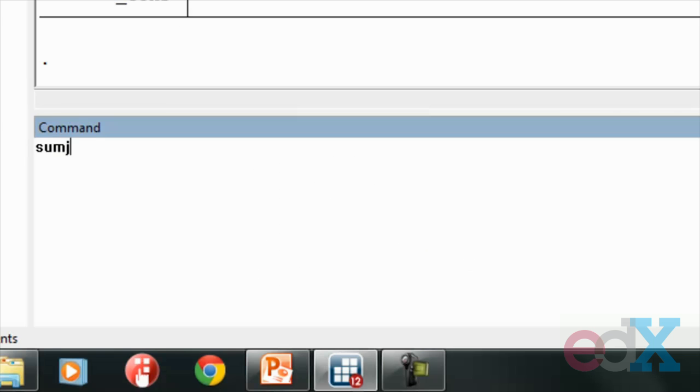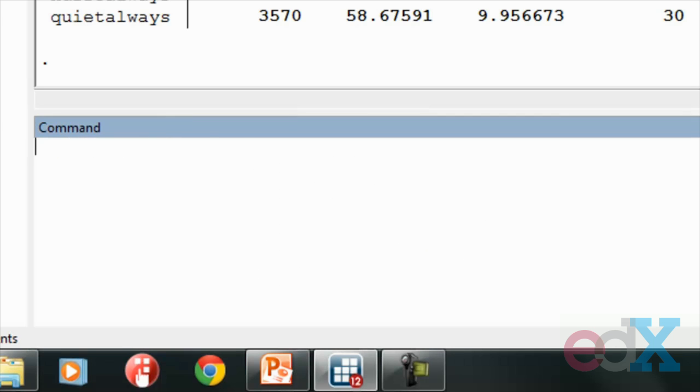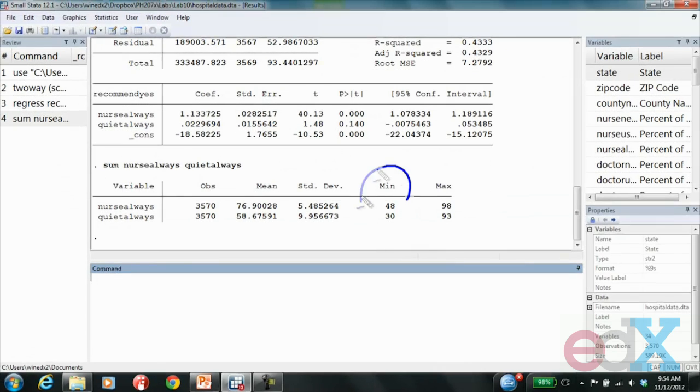Now, when I summarize the covariates, I see that nurse always never drops below 48% and quiet always never drops below 30%. And therefore, alpha really doesn't have a meaningful interpretation for this study. And we know that it's not meaningful because it's negative. So it's the expected value of y when the covariates are set to 0.